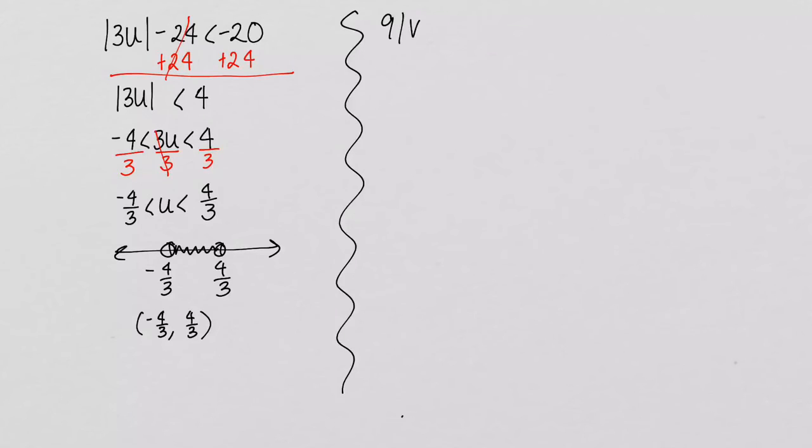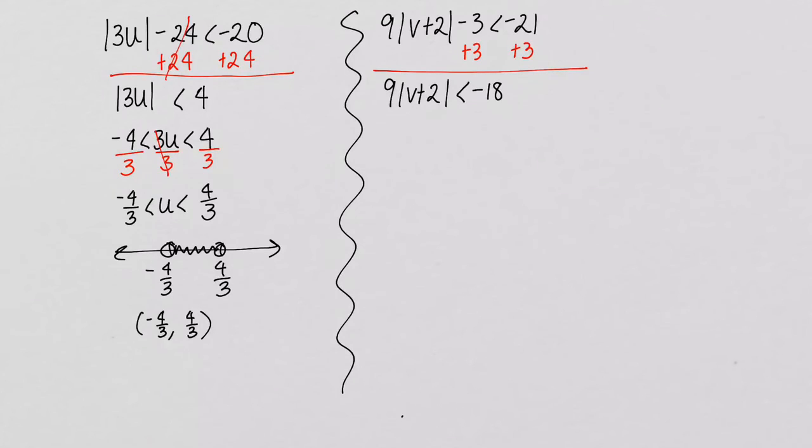All right. So let's say we have 9 times the absolute value of v plus 2 minus 3 less than negative 21. All right. Here, I'm going to be adding that 3 first. So I have 9 absolute value of v plus 2 less than negative 18.